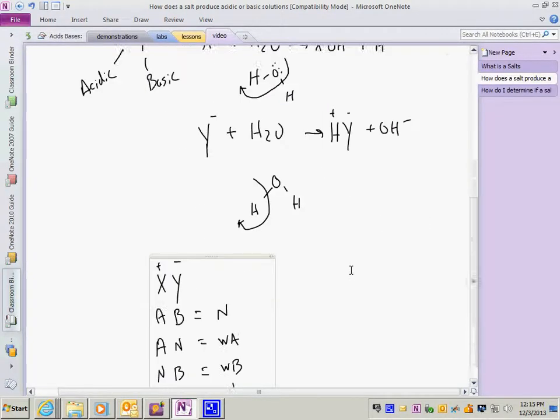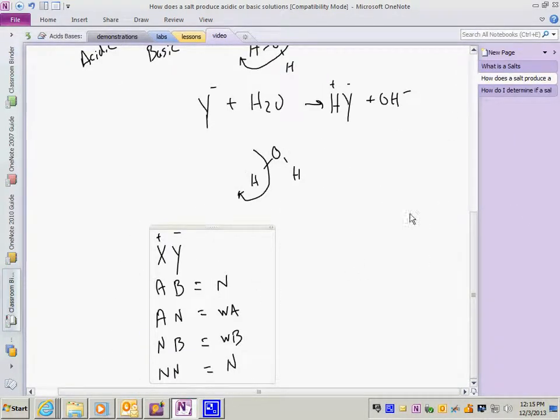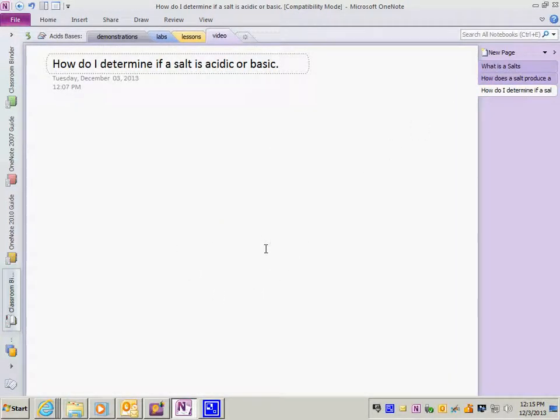Next slide says, okay, how do I determine which of these options a salt is? I'm going to walk through a couple examples here, and it'll take a little longer, but eventually you'll be able to jump through the hoops pretty quickly. First, a few things you need to know before you solve this is that there are 6 strong acids.